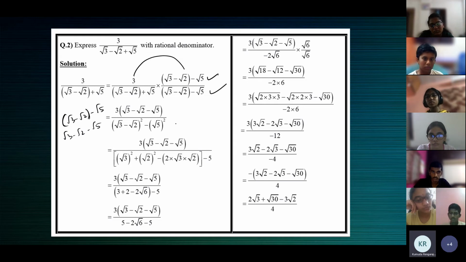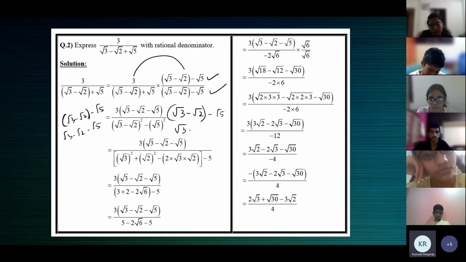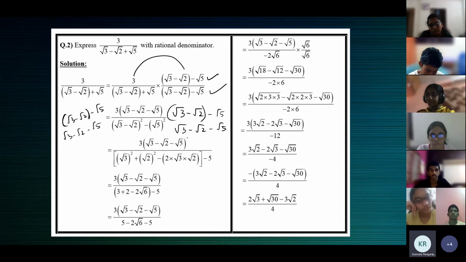See, I'm writing it again. The numerator, root 3 minus root 2 minus root 5. We have enclosed these 2 terms in a bracket, right? If you remove the bracket, how will it look? Root 3 minus root 2 minus root 5. It doesn't make any difference. Even if you remove the bracket, you'll get the same terms outside.